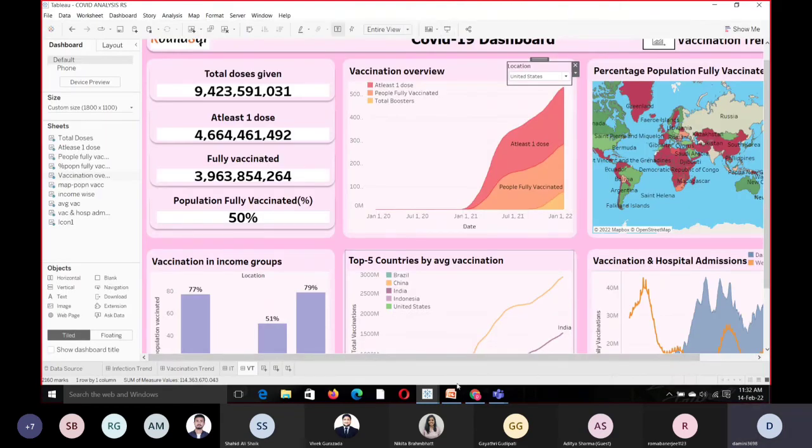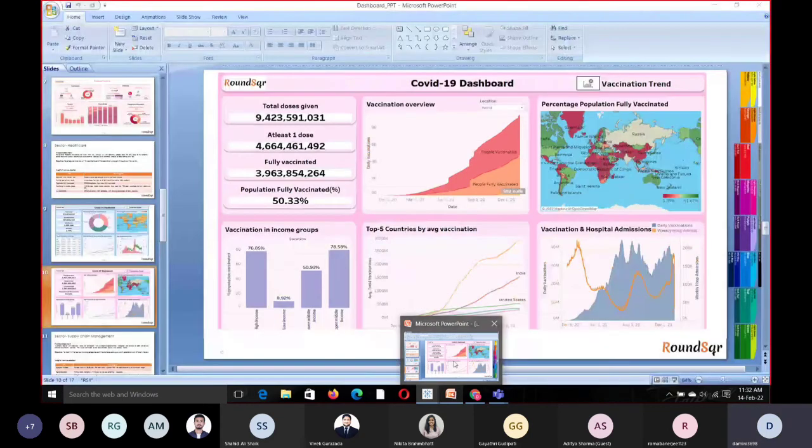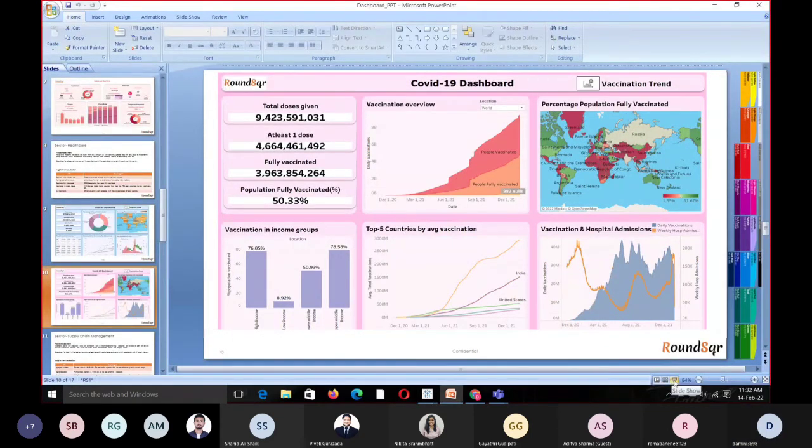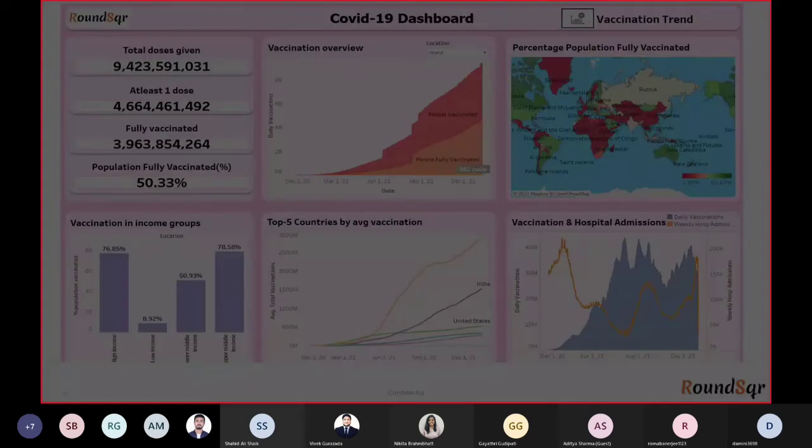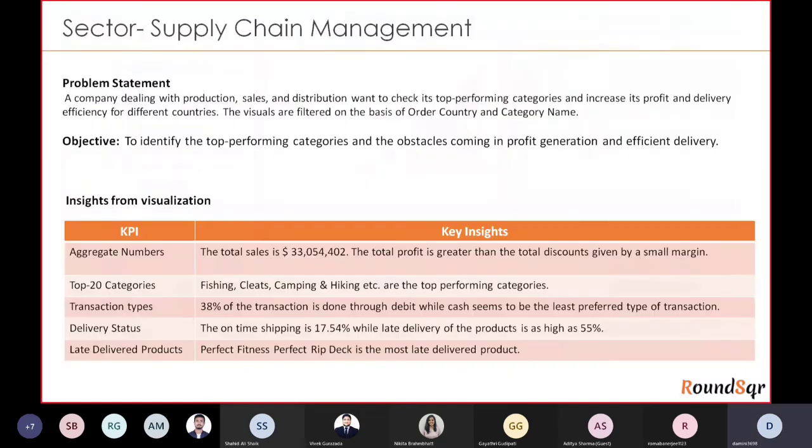Now I would like to go to the other sector. The second sector that I have is supply chain management. There is a company that deals with production, sales, and distribution of various products into different countries. They wanted to check their top performing categories and increase profit and delivery efficiency. So the dashboard was created based on the analysis of various attributes like sales, profit, delivery status, shipping status, etc.